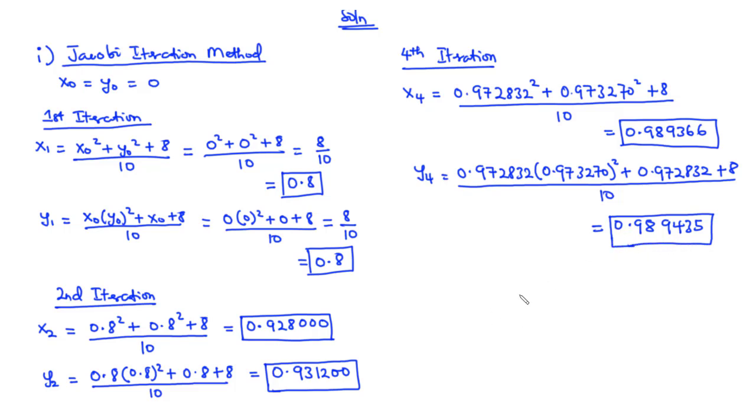So after 4 iterations, the approximated root of the given system of nonlinear equations, using Jacobi iteration method, is x4, y4 equals 0.989366, and then 0.989435. So now let's solve this same question using Gauss-Seidel iteration method.